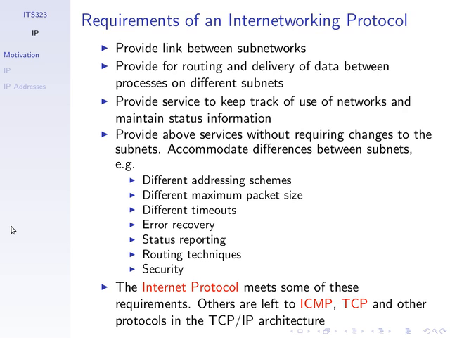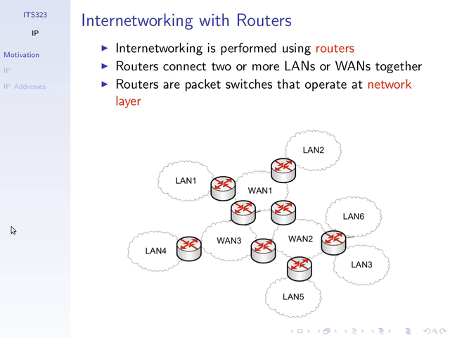So we know what internetworking is. We need to understand what a protocol needs to do to support internetworking. What do we need to make it work successfully? So we need some protocol to allow us to deliver data across these different subnets. They are different subnets, they use different technologies, but we want to be able to communicate across any of them, irrespective of what technology they use. And we use an internetworking protocol to do that.